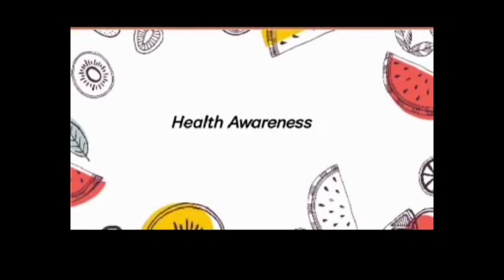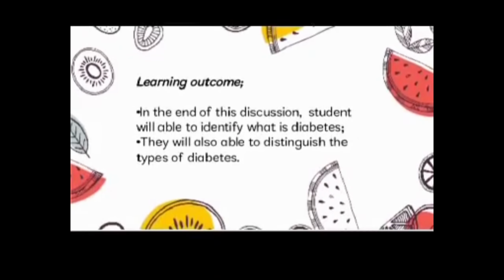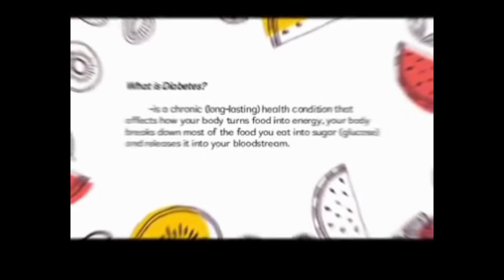When we talk about health awareness, it is a promotion of good health that focuses on behavioral aspects, including immunizations of people. As humans, we will know how to start changing our lifestyles once we are aware of the risks involved. In this lesson, my learning outcome is that by the end of this discussion, students will be able to identify what diabetes is. They will also be able to distinguish the types of diabetes.